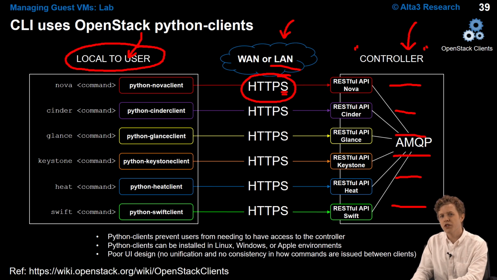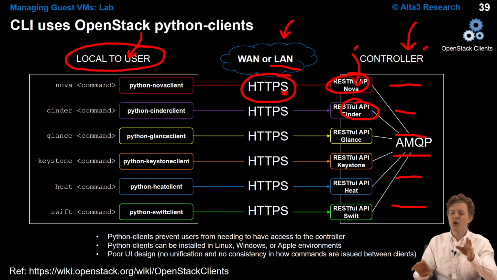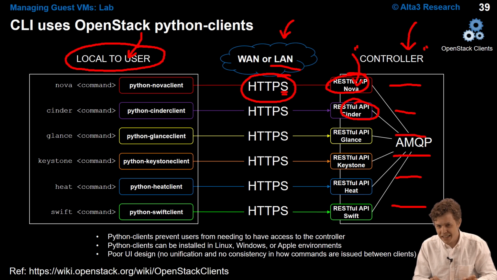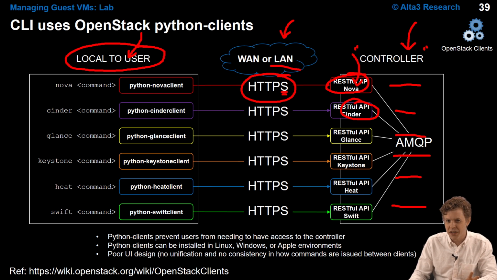Now, back to controller. You see this thing called RESTful API Nova. You see API Cinder, Glance, Keystone, Heat, Swift. I need you to understand, this is not Nova. Nova's a lot more than Nova API. In fact, trying to say Nova API is Nova is like saying my ear is Zach. I'm much more than just an ear. That's my listening component, right?